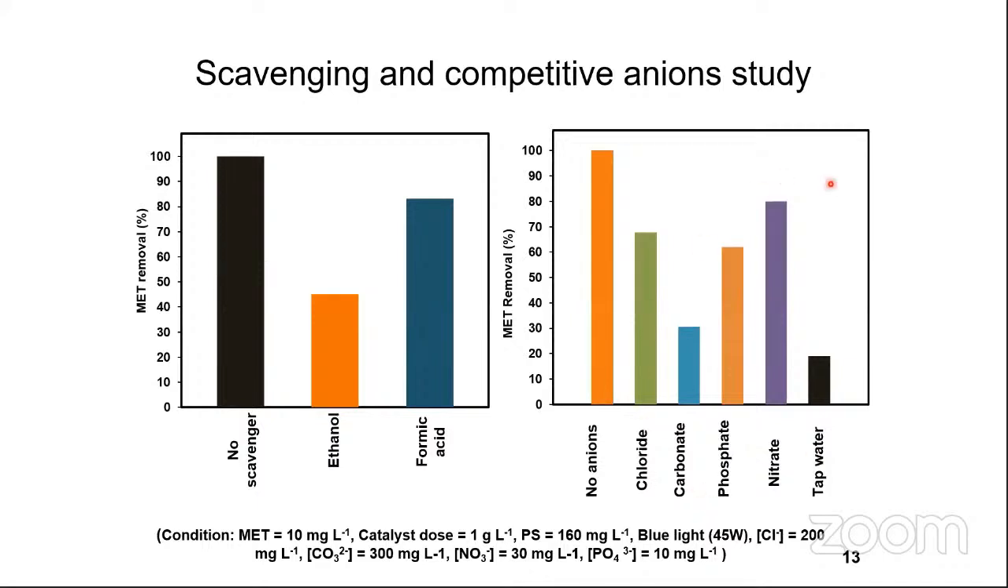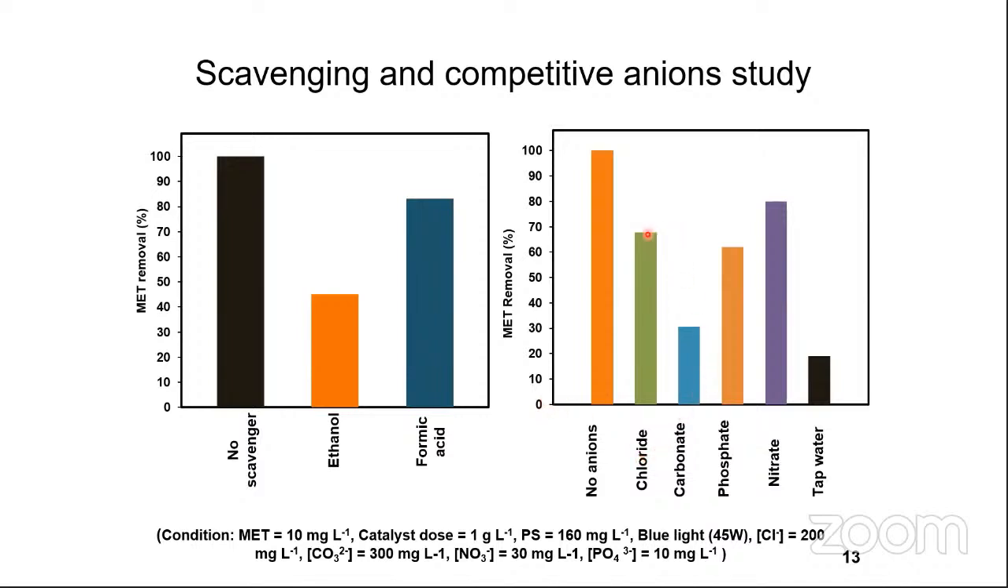Moving towards the scavenging and competitive ion study, to understand the formation of sulfate radical and the effect of water and ions on this removal, we found a reduction in the removal of MET in the presence of ethanol, which is the scavenger for the sulfate radical, whereas formic acid as a hole scavenger reduced the removal by around 10 to 15%. So we can say that the sulfate radical is the major reactive species and the holes are the minor reactive species in the removal of metronidazole.